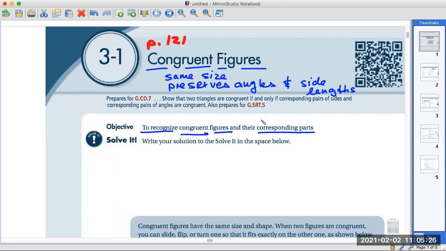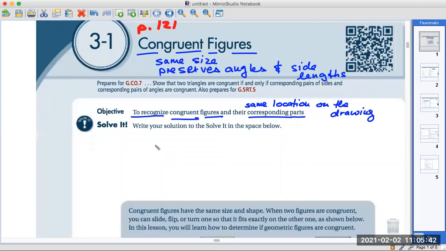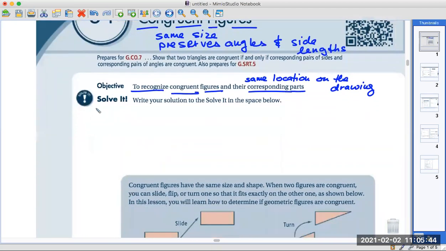The word corresponding means they're in the same location on the picture. On the drawing, let's say that. And here I'm going to put some symbols that you might need to know. This is a symbol for triangle. This symbol means angle.